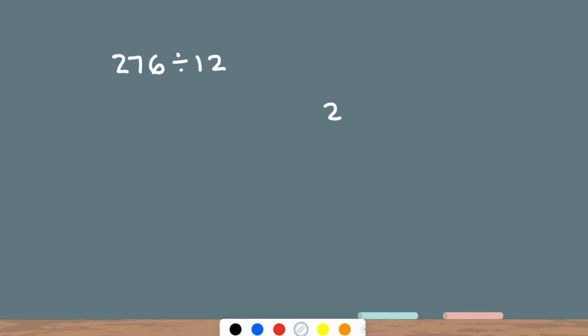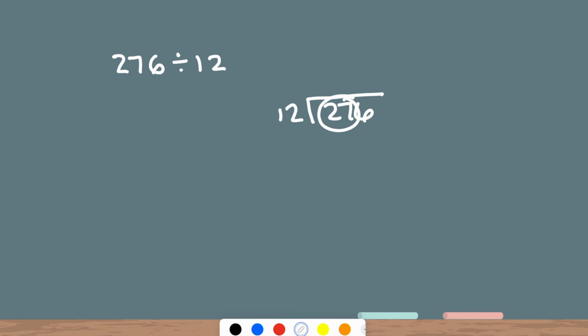You're going to take the 276, which is called your dividend, and you're going to place that under your division bar. And then you're going to put the 12, which is called a divisor, in the front. Okay, so the first step is we're going to take the first number and divide that into the 12. But notice in this case, 2 cannot be divided into 12. It's too small. So we're going to move on to the second number.